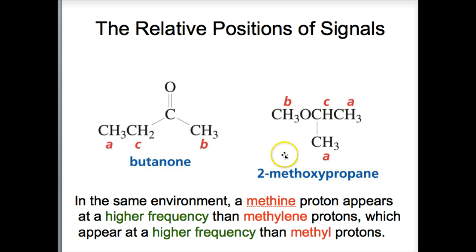Now, in 2-methoxypropane, the A protons give a signal at the lowest frequency because these protons are farthest from the electron-withdrawing oxygen. The B and C protons are the same distance from the oxygen, but the signal for C protons is at a higher frequency because a methine proton appears at a higher frequency than methyl protons, as we saw earlier.